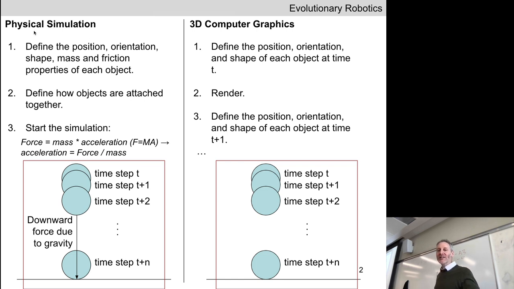So let's contrast a very simple physical simulator to a computer graphics program. In a physics engine, as you've already done, you have to start at the beginning. You have to do some work up front. You still have to define the initial position of objects that make up the scene. You have to define the orientation of those objects. You have to define the shape. And then you have to do some additional work that you didn't have to do in computer graphics, which is also define the physical properties of these objects, the mass of the object, the friction of the object. What happens if the surface of this object comes into contact with the surface of another object? You've got to do a fair bit of work up front. You have to define how these objects are attached together and so on. That's what you're doing in assignments 1, 2, and 3.